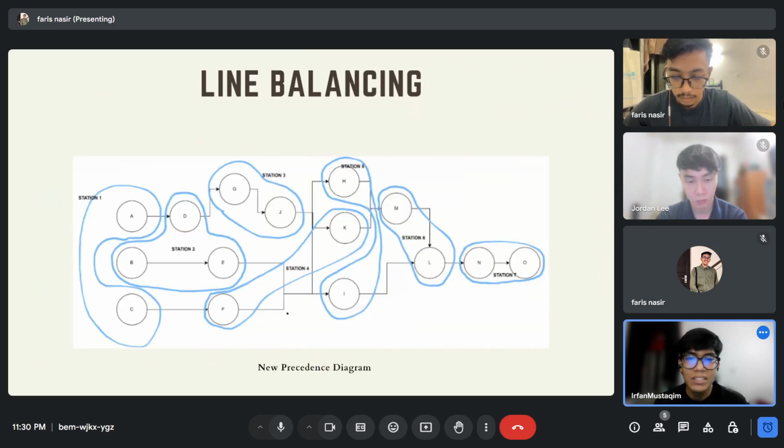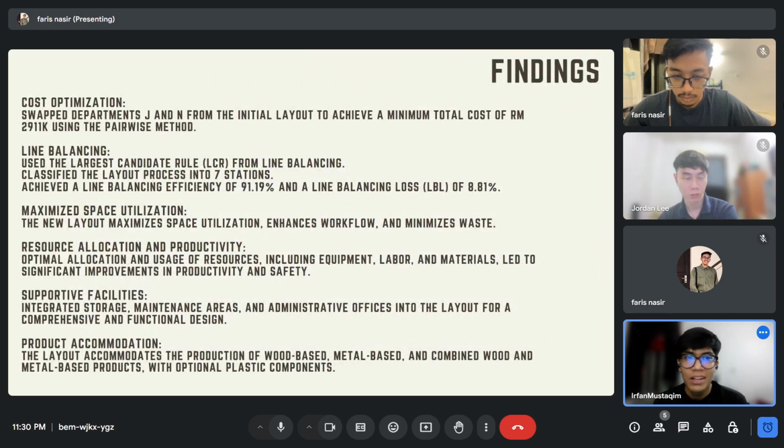And this is the result, the new precedence diagram according to its arranged designated stations. And for the findings, the first one is cost optimization. We have swapped departments J and N from the initial layout to achieve a minimal total cost, which is RM2,911 using the PAYWAS method.